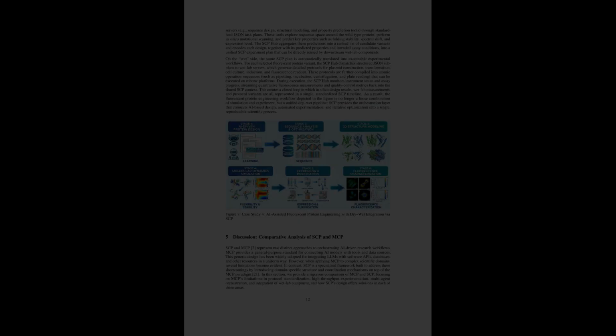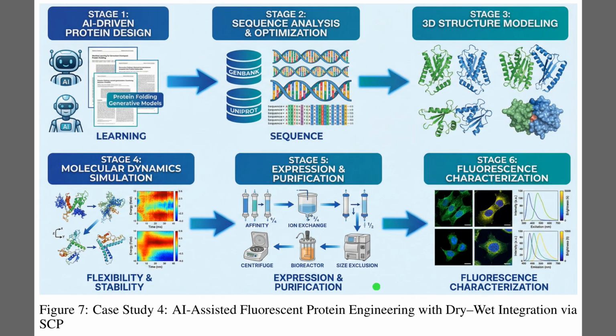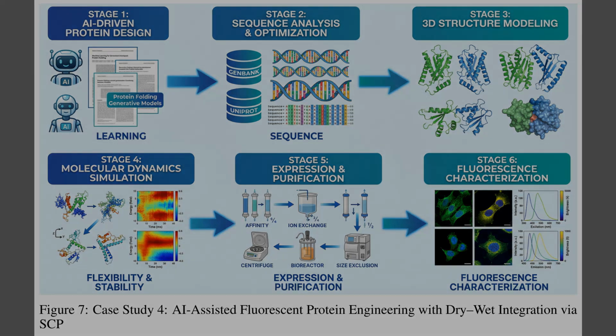optimization. Now, Figure 7 presents Case Study 4, which takes integration a step further with AI-assisted fluorescent protein engineering. The top row displays the initial computational phase, where agents handle protein design, sequence analysis, and 3D structure modeling. Moving to the bottom row, the pipeline bridges the gap to physical reality. It starts with molecular dynamics simulations on the left, then triggers automated wet lab equipment for expression and purification, and finally delivers the fluorescence characterization results shown on the far right.